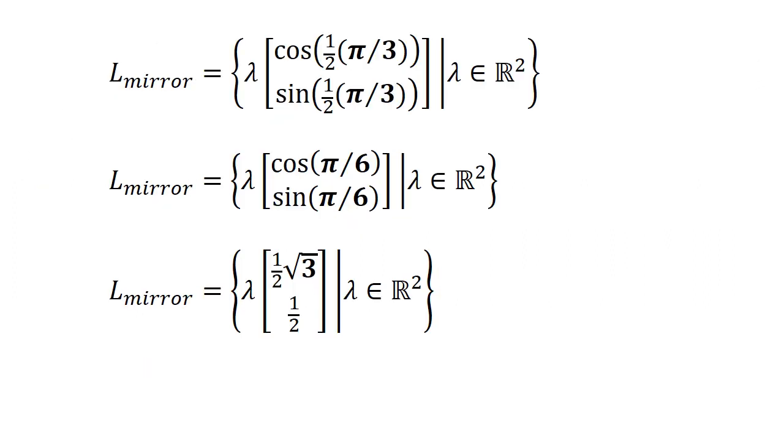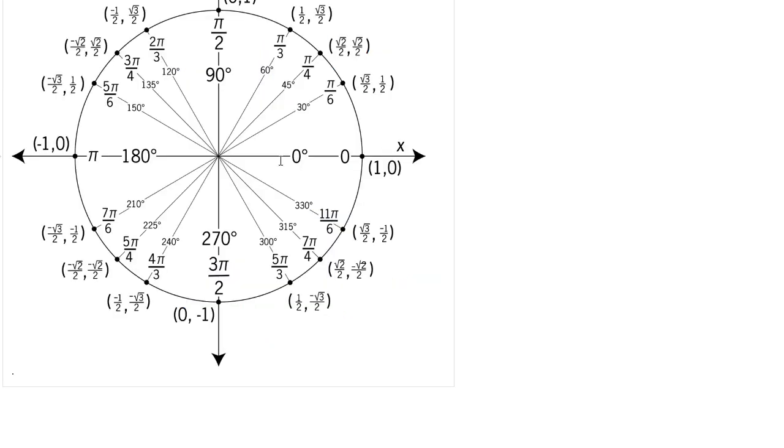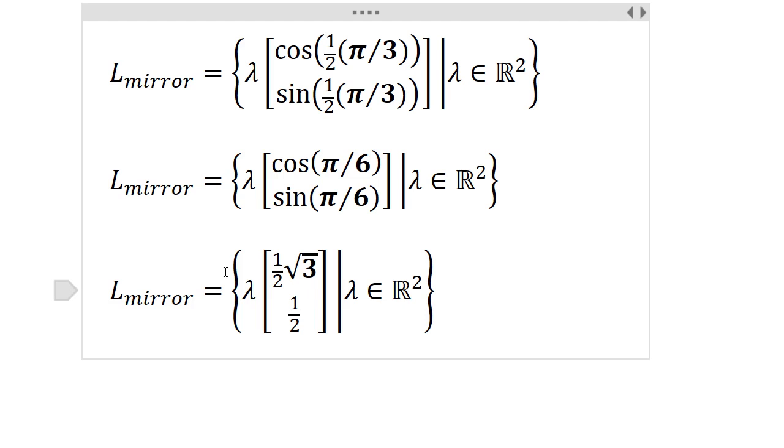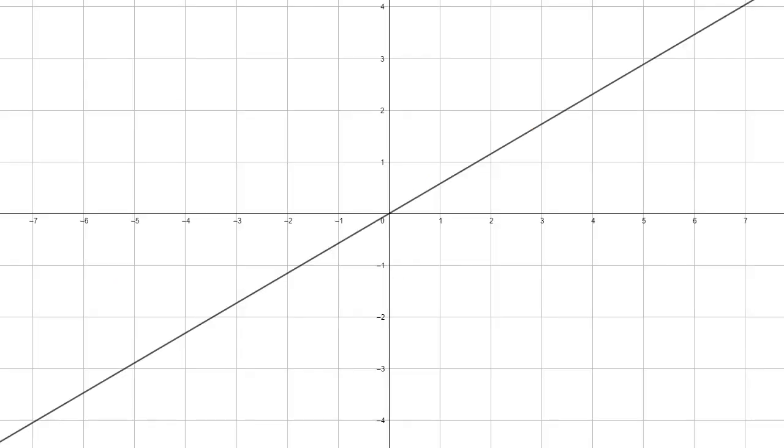So now when we place pi/3 into this equation and then simplify and then use the unit circle to solve the cosine and sine, which you'll see is right here, you will end up with this value here for L mirror. Now we draw L mirror on our plane and we get this line right here.